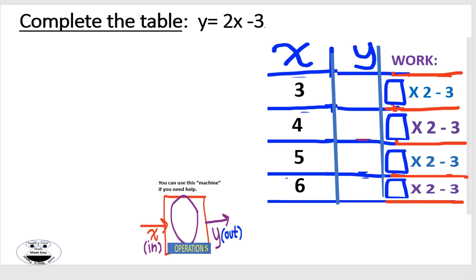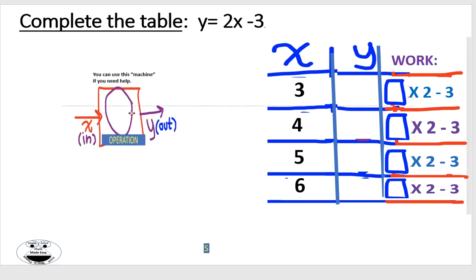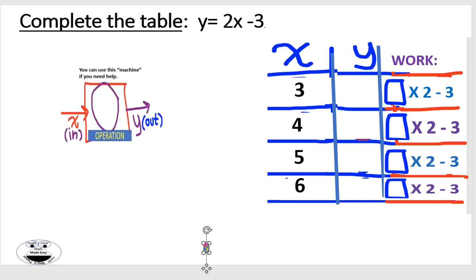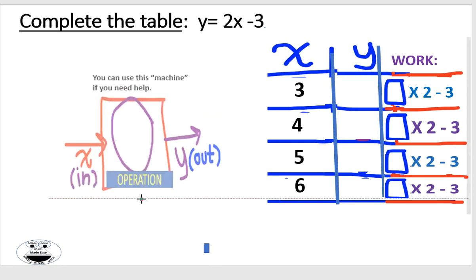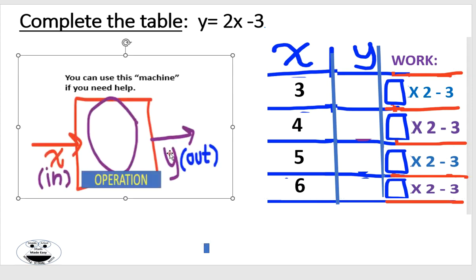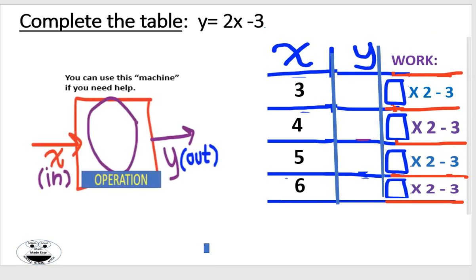So here I have included two strategies, two visuals, to help you create an XY table. There is a machine, an out machine we call this, or I've also included these lines here to help you. And I will go over how to do this, and you can use whichever method you like.